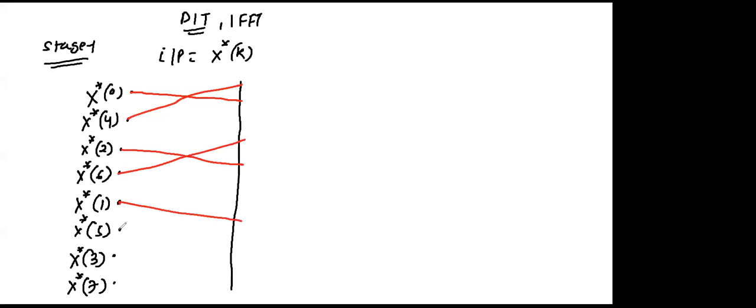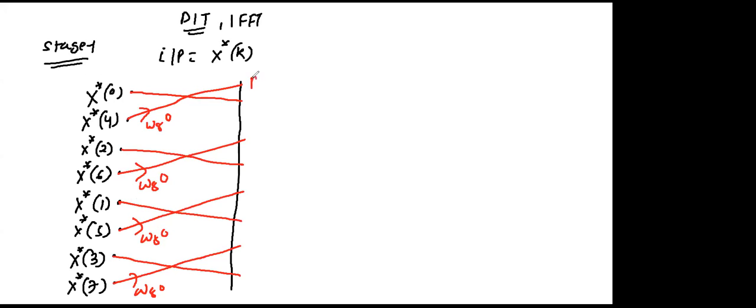Rest everything same. See dear, if you know the DIT, DIF algorithm, this is very easy for you people because rest everything is same. Same omega at 0, same omega at 0, everything is same. Let the output be P0, P1, P2, P3, P4, P5, P6, P7. Now what is the equation? Can someone guide me?